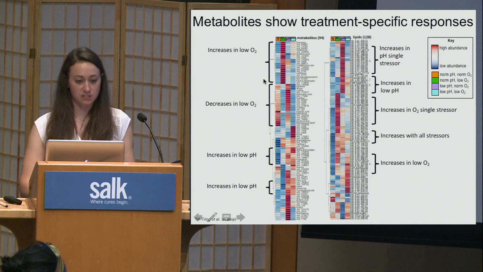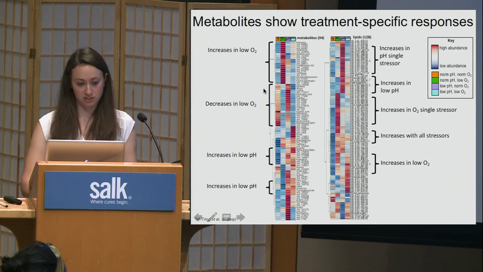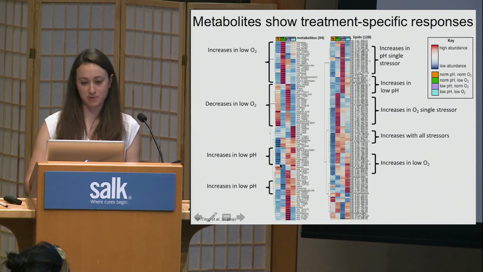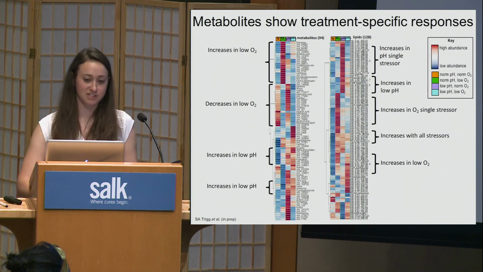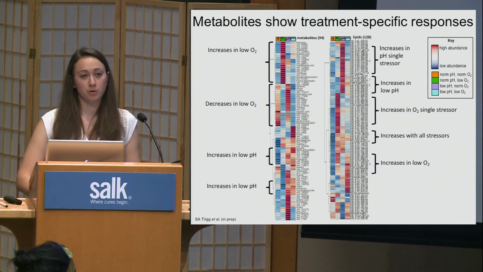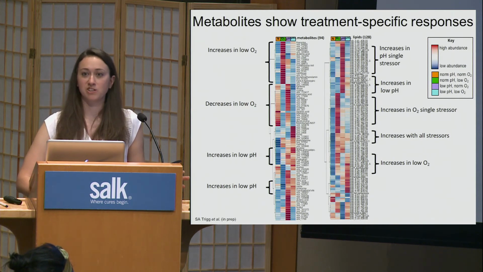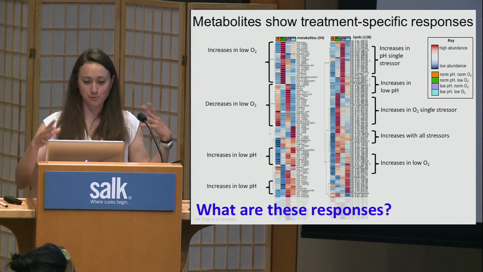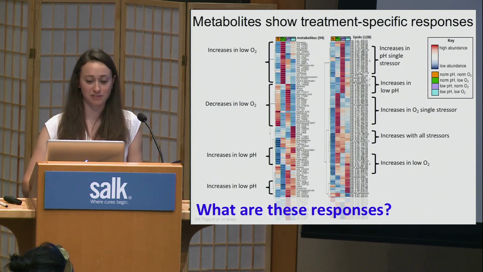But in general, we can see this whole group of compounds increases in low oxygen, while this group of compounds decreases in low oxygen. This group of compounds increases in low pH, et cetera. And so this is really cool, that we see these treatment-specific responses, but in order to think about what biology is happening, we have to understand what all these changes in metabolite levels mean.